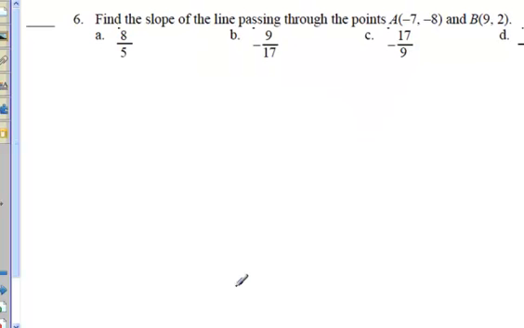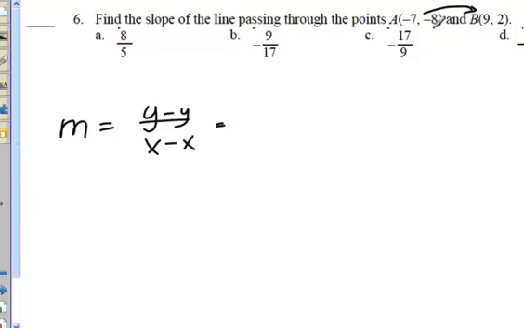Number 6, find the slope of the line passing through the points (-7, -8) and (9, 2). So we have two methods to do this. One is our slope formula: y minus y, which is the difference of the y's, over x minus x, which is the difference of the x's. So I can just simply substitute these points in. We have to do them in the same order.